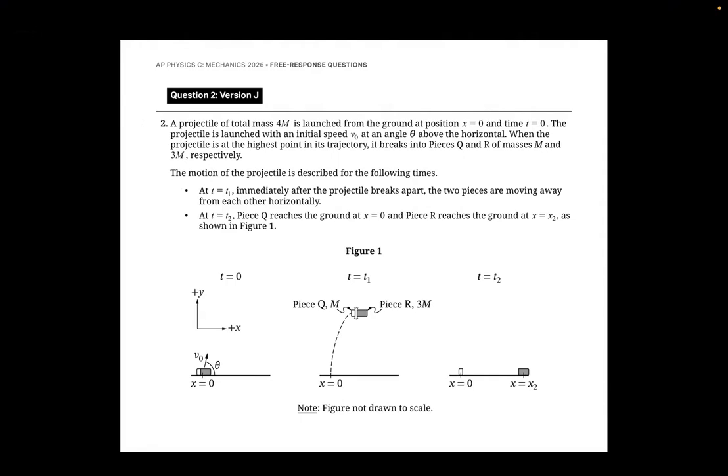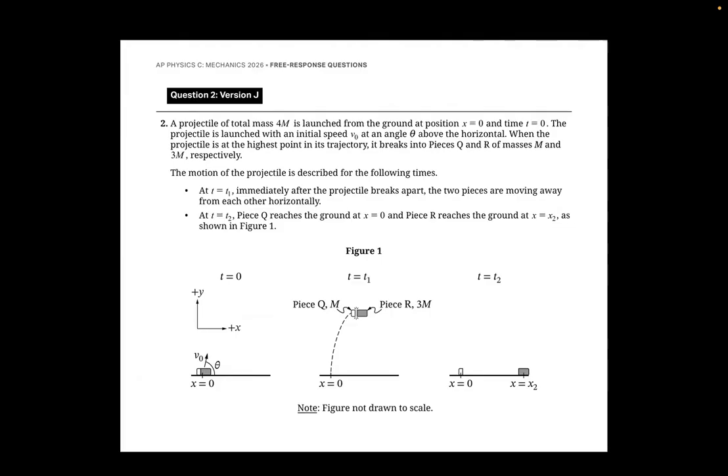Okay, this is question 2 on the 2026 AP Physics C Mechanics free response section. And here we have a projectile of mass 4m being launched from the ground at an initial velocity v naught at time t equals 0 at an angle of theta naught above the horizontal. And then when the projectile is at its highest point in the trajectory, it's going to split apart into two different pieces, piece q of mass m and piece r of mass 3m.